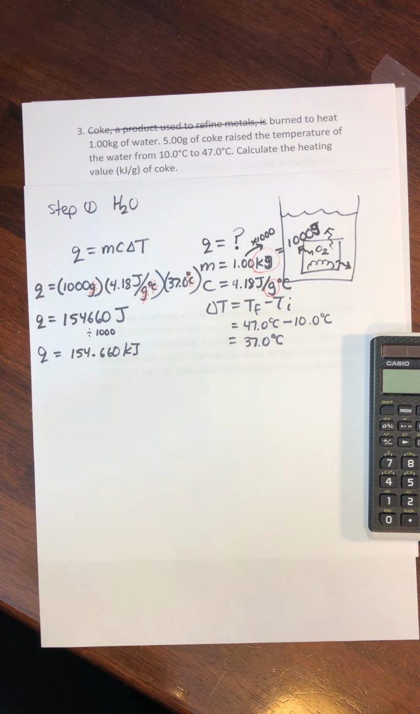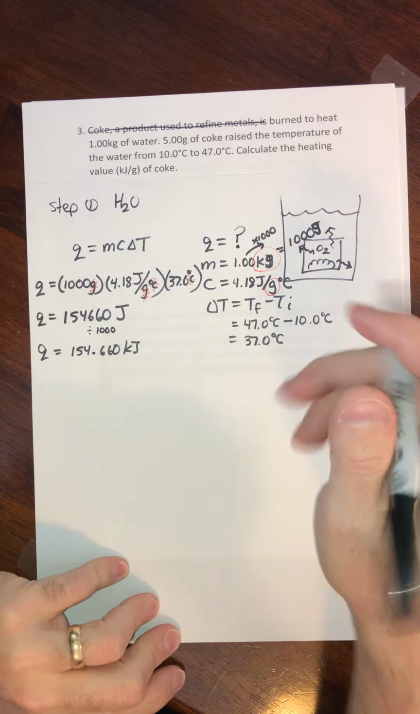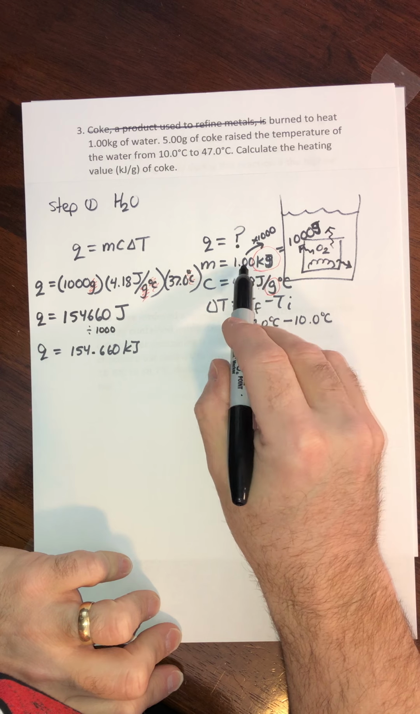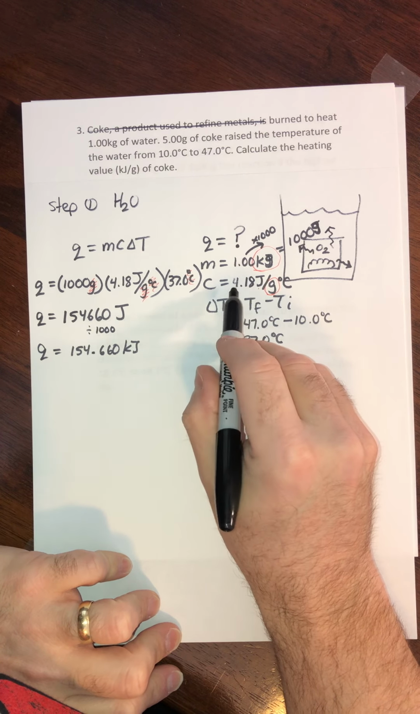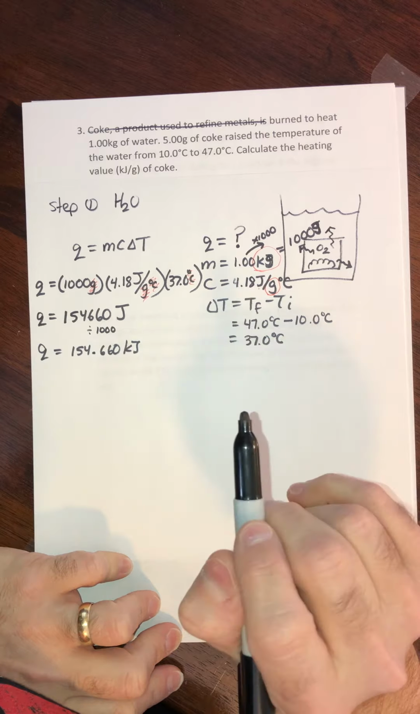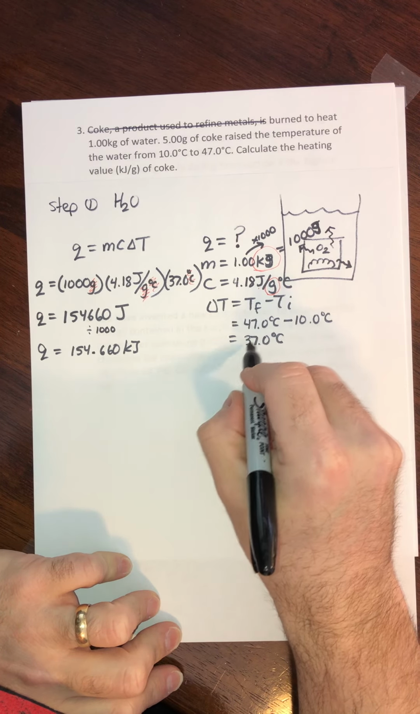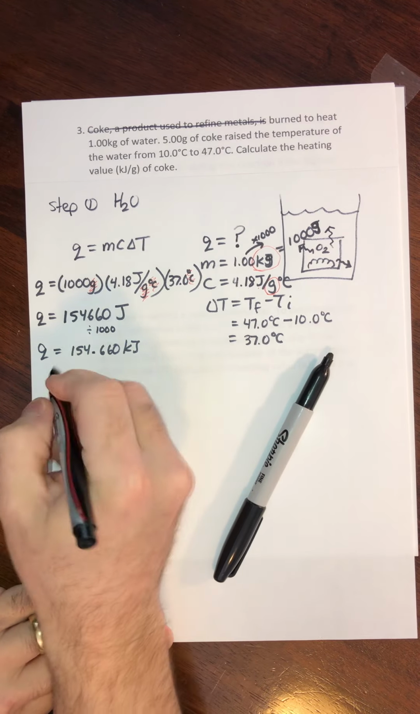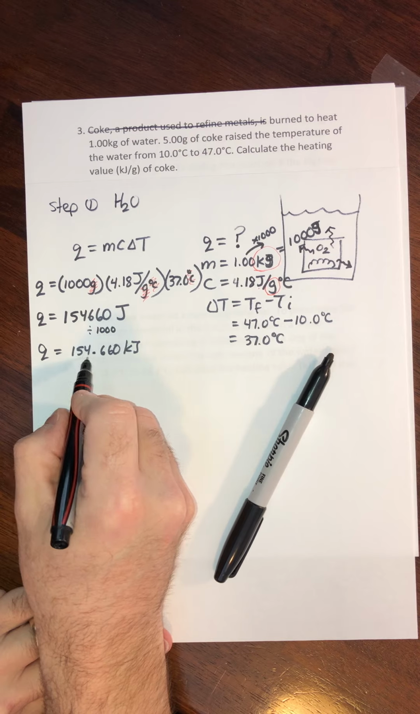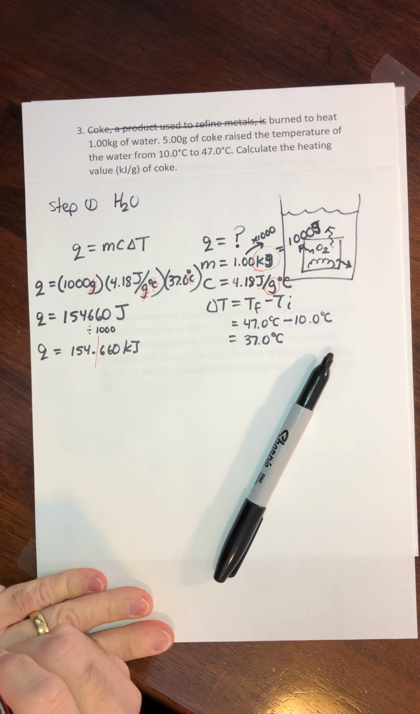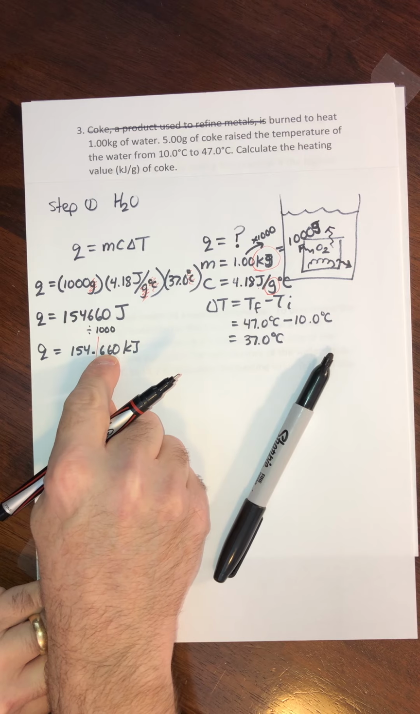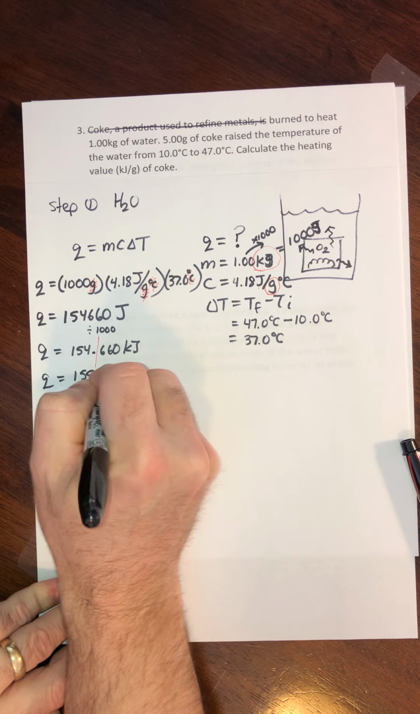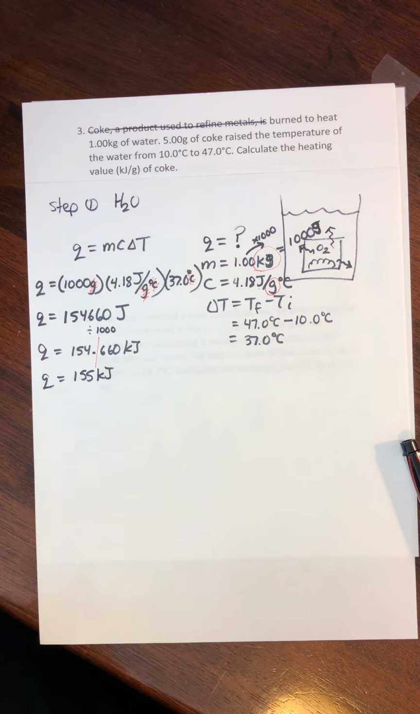Now, this also makes significant figures a whole lot easier. If I look through my numbers, the original 1.00 kilograms had 3 significant figures. The 4.18 had 3 significant figures. And when I subtracted, my temperature had 3 significant figures. So if I want to round this to 3 significant figures, I like the 1, I like the 5, I like the 4, but I'm getting rid of everything else. Since the thing I'm getting rid of is bigger than 5, it'll round up. So I will have a heat of 155 kilojoules. Nice number.